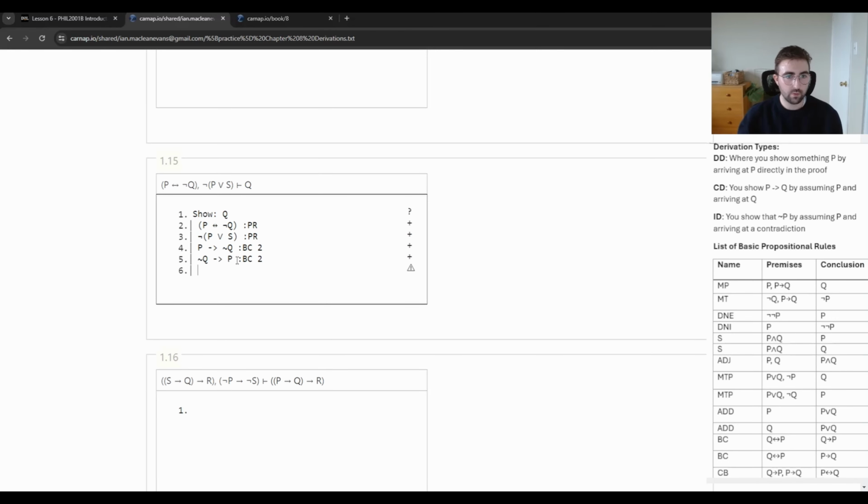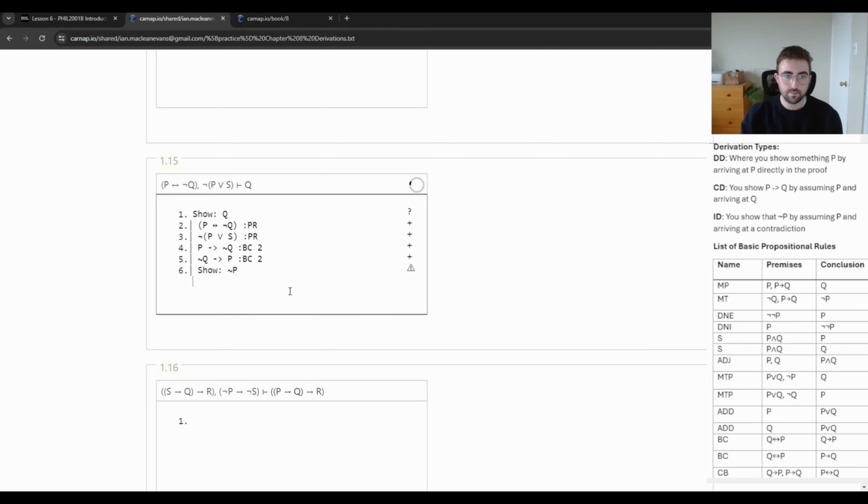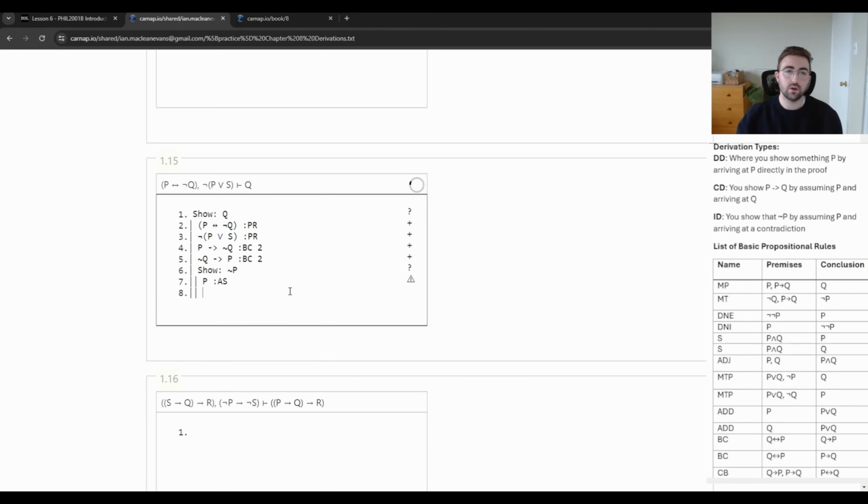Well, one way to get a not P is to assume P and show that you get a contradiction. So let's do that. Let's show, we want to show not P. So we're going to assume P and see if we can get a contradiction. So from P, we can get not Q, right?